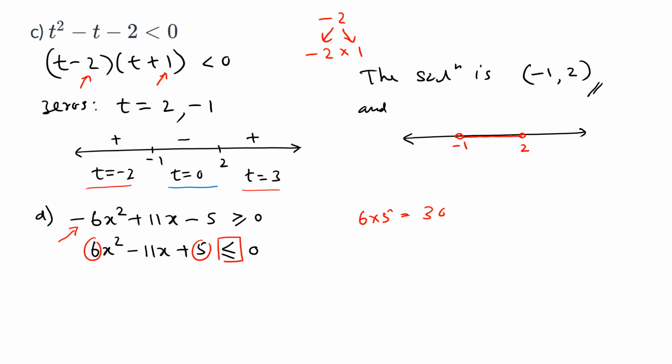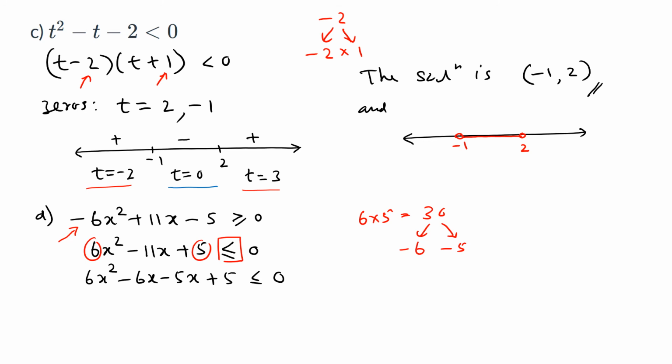Now you try to find factors of 30 which add up to negative 11. What are the two factors of 30 which add up to negative 11? Those factors are negative 6 and negative 5, because they give you 30 and they also add up to negative 11. So we can use those two numbers. Now let's see how the rest of the problem works. We can write 6x squared and replace negative 11x by those two: 6x squared, minus 6x, minus 5x, plus 5, less than or equal to 0.